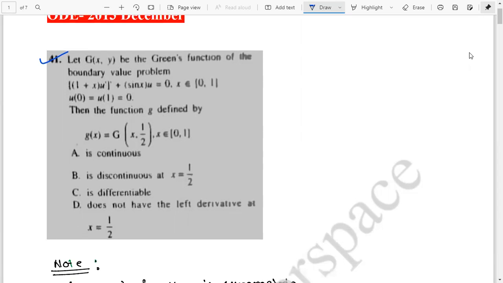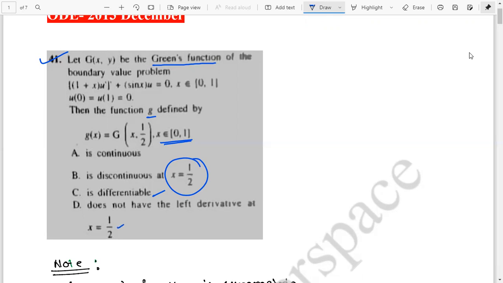Let G(x, y) be the Green's function of the boundary value problem. This is the boundary value problem, and here two conditions are given. Then the function g defined by g(x) = G(x, 1/2), where x is from the closed interval [0, 1]. Then we have four options. Option A: this function g will be continuous. Option B: this is discontinuous at x = 1/2. Option C: this is differentiable and does not have a left derivative at x = 1/2.